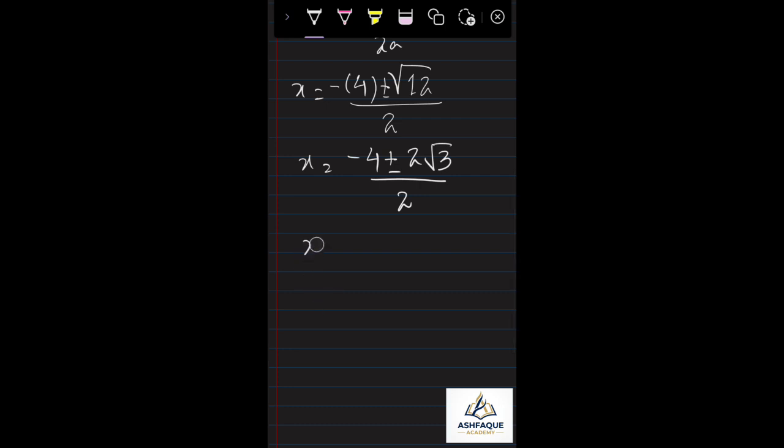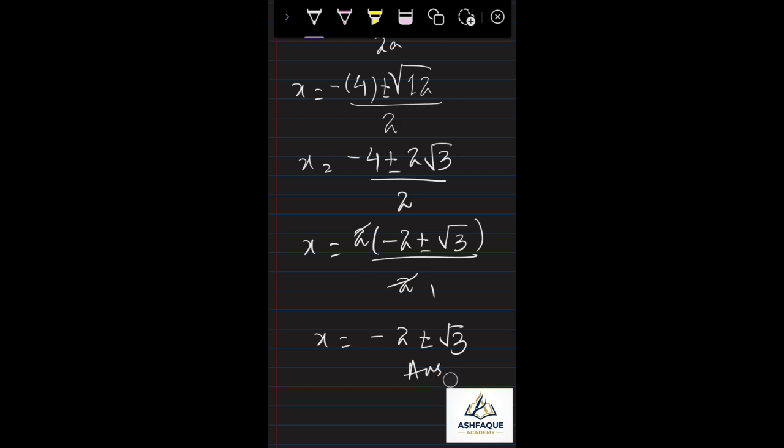So x is equal to, we will take 2 as a common, so 2 times minus 2 plus minus under root 3, upon 2. The 2 over 2 will cancel each other. So we will have minus 2 plus minus under root 3. Here is the answer.